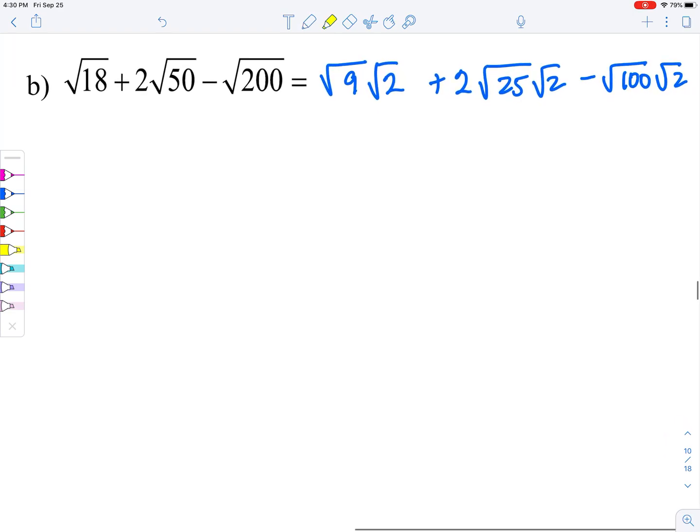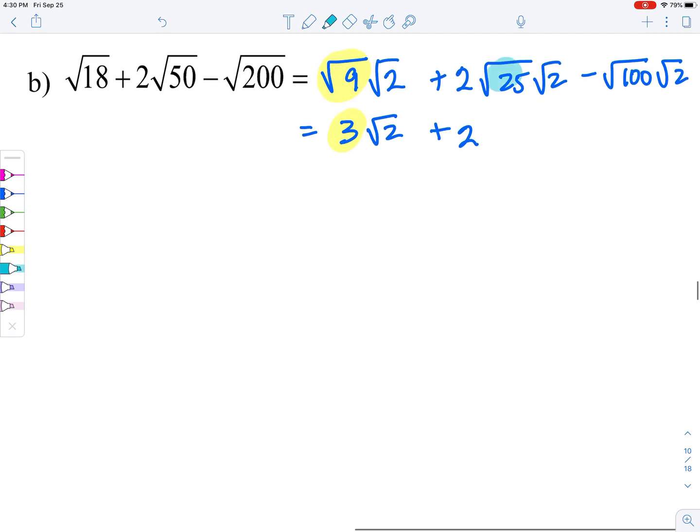And if I do this, the square root of 9 is just 3, so I get 3 root 2's. And then the square root of 2 stays out there. But then the square root of 25, when I take the square root of it, that's just going to be a 5. And then the root 2 stays in there, minus the square root of 100 is just 10 root 2. Whoops, that was supposed to be pink.